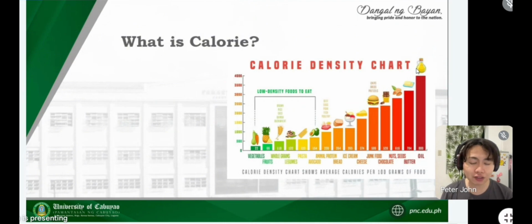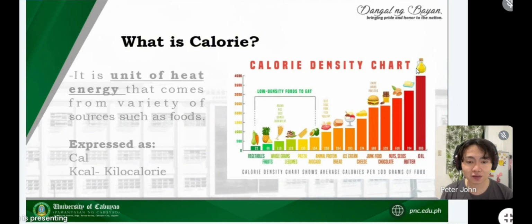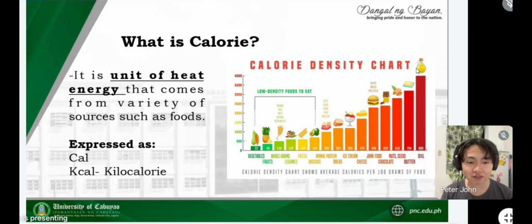We have the term calorie. So calorie is the unit of heat or energy that comes from a variety of sources such as foods. So, kung baga, pag tinignan nyo yung mga kinakain natin, such as the noodles, yung mga de-lata, so, mga foods na binibili natin sa tindahan, they have this dietary, yung nasa likod, nakikita yung mga calories.